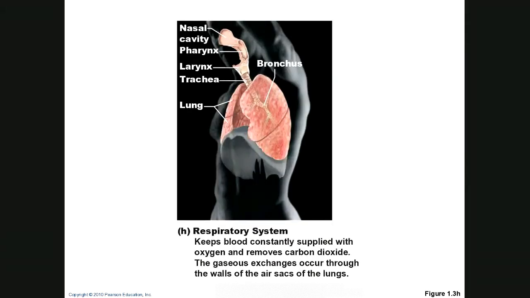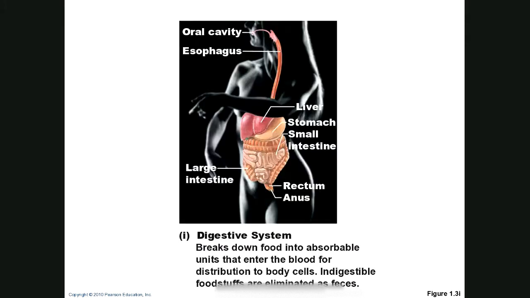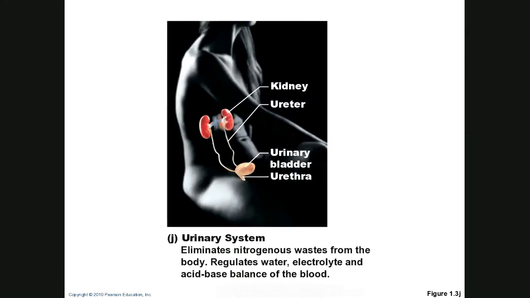The respiratory system brings in oxygen, removes carbon dioxide. The digestive system breaks foodstuffs down to the molecular level, where they can cross the barrier of the gut into the bloodstream, and anything that's undigestible is eliminated as feces. The urinary system eliminates nitrogenous wastes such as urea, uric acid, creatinine, and also is important for maintaining acid, base, and blood balance, electrolyte balance. Any of these things that get just a little bit off can kill you. It also is important for maintaining blood pressure.